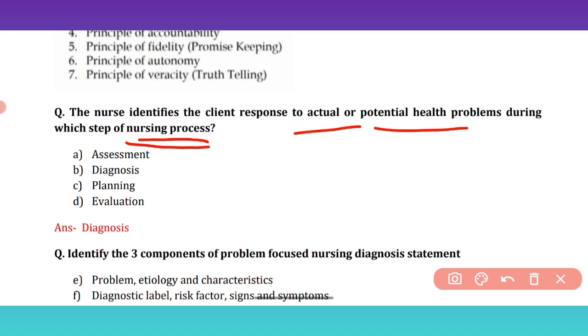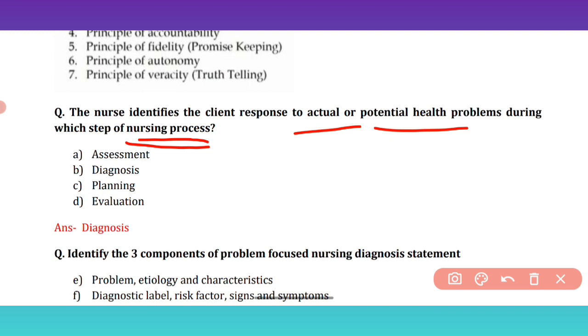Fine. So in assessment, what will be there? Subjective data and objective data. Subjective data is whatever the patient is explaining, whatever problem the patient has. That is called subjective data. Symptoms come under subjective data. And objective data means what we are observing from the patient. We are taking vital signs and we are checking the temperature.